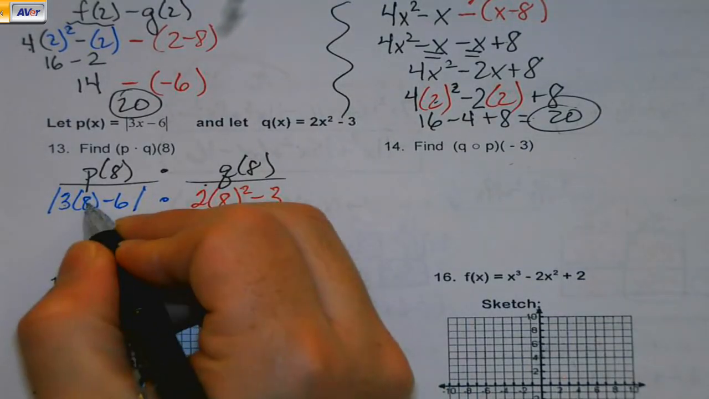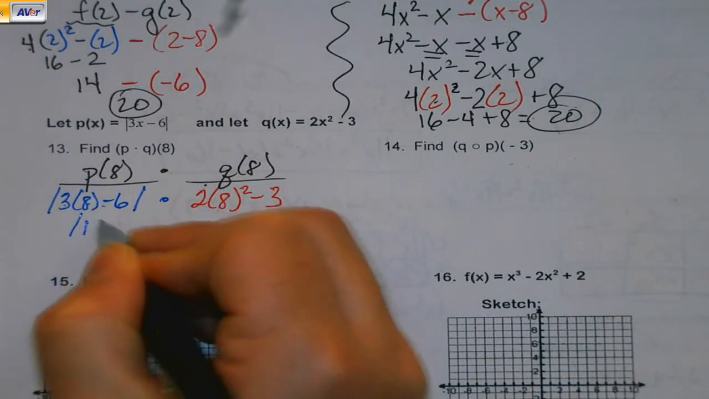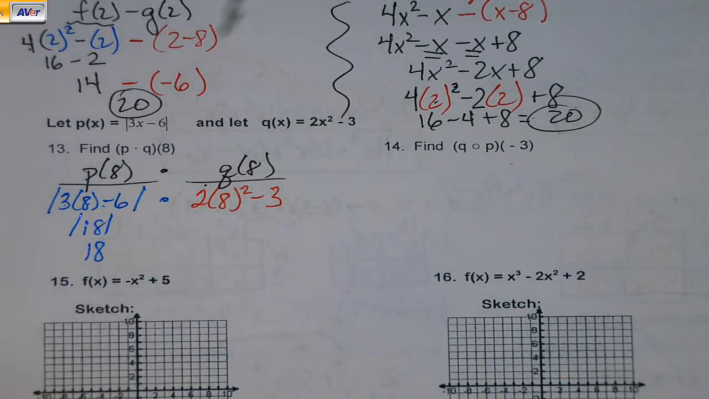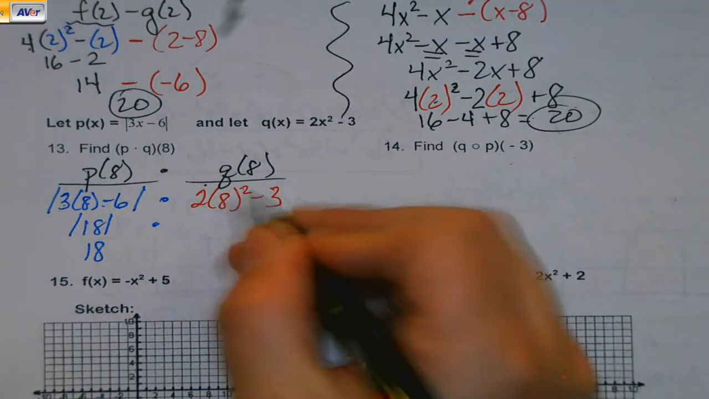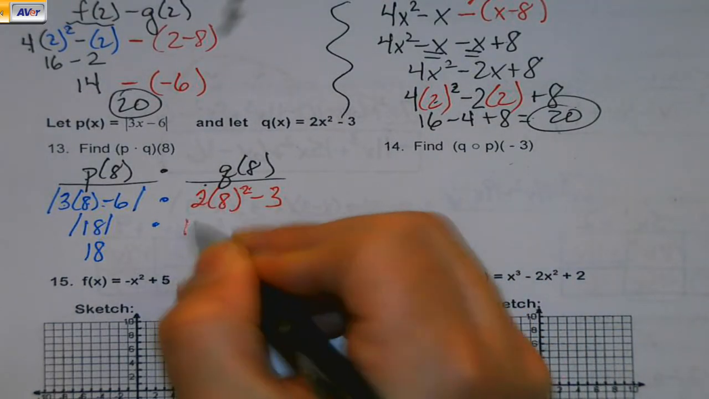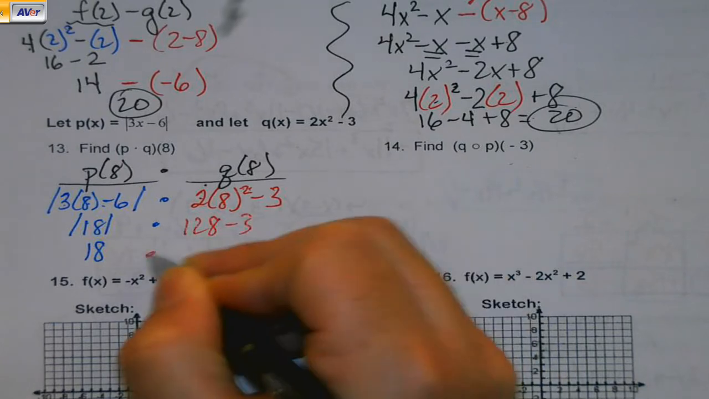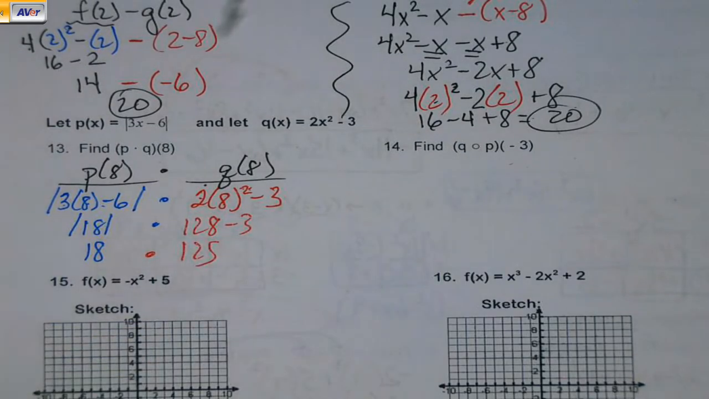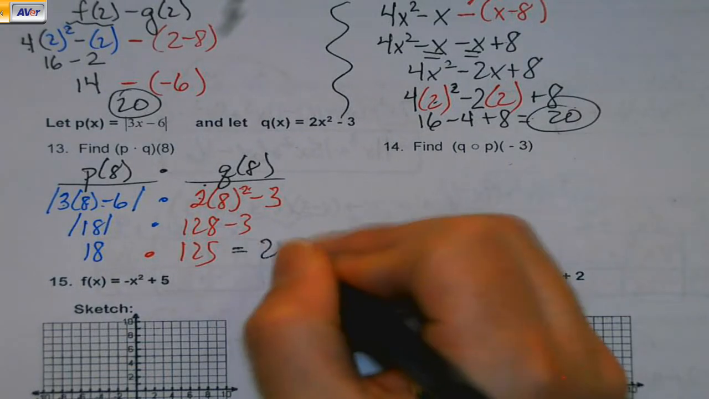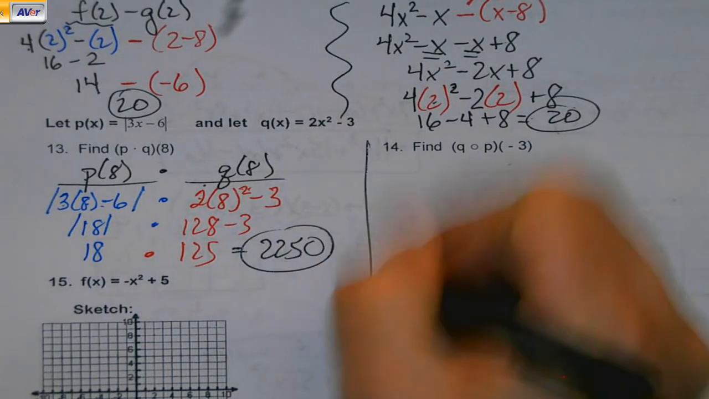3 times 8 is 24, minus 6 is 18. The absolute value of 18 is 18. Over here again, calculator is fine if you want to. 8 squared is 64 times 2 is 128 minus 3. Ooh, that's going to be a big number. Is 125. I know I could do it in my head, but I don't want to mess this up when we're working on a preview. So we can get some kind of large numbers here.